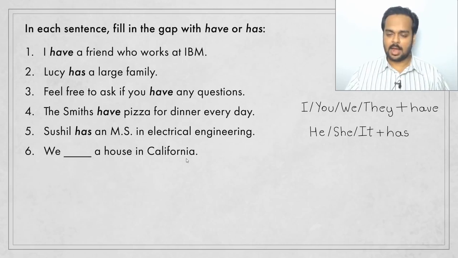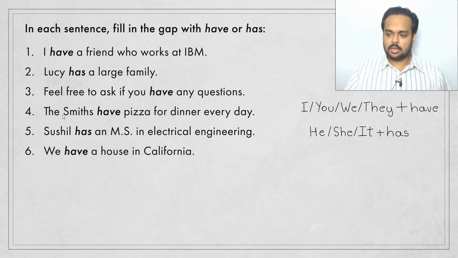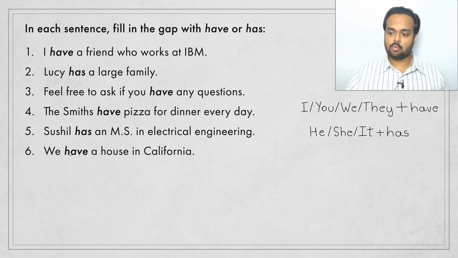We, a house in California. We have a house in California. Now before we go on to the next one, I just want to point out, in number four, have means eat. Right? And then in number five, Sushil has an MS means he owns that degree, he possesses that degree. In number six, we own a house in California is what it means.